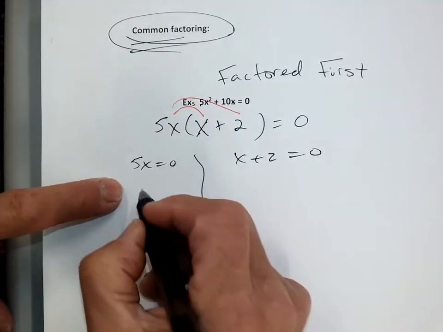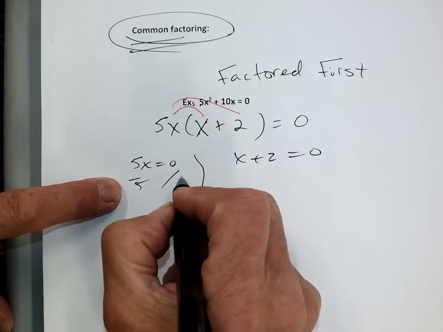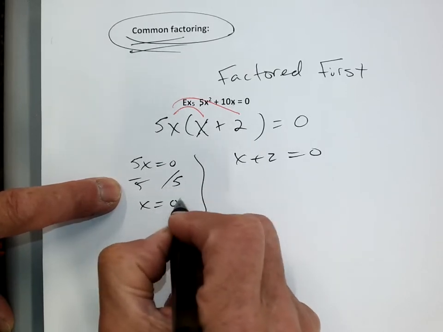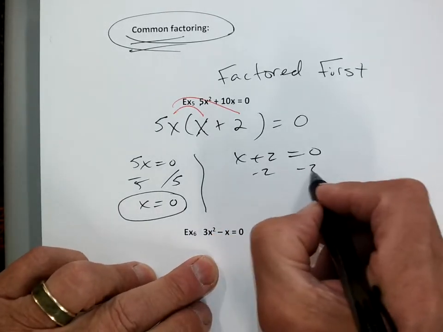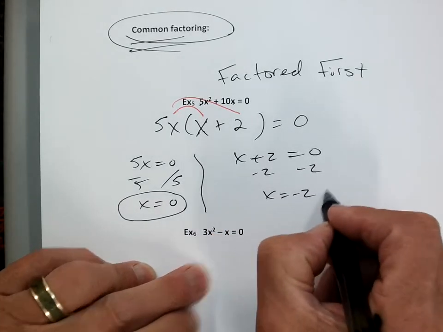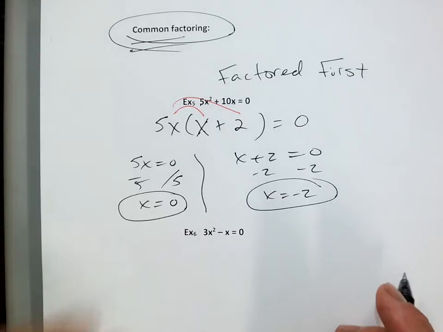Divide by 5, divide by 5. 0 divided by 5 is 0. There's one answer. Okay? Minus 2, x equals negative 2. There's my second answer. Okay?